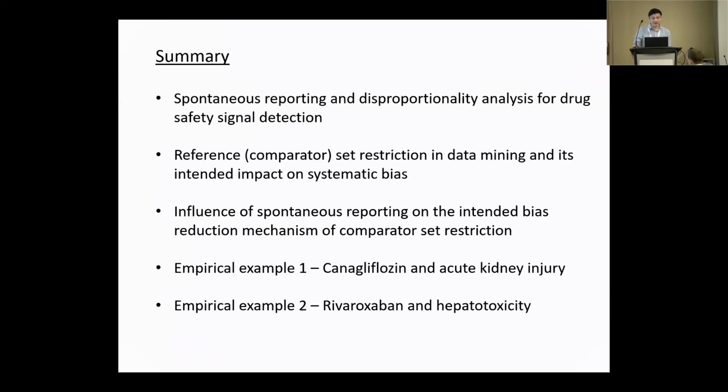Okay, so a quick summary of my talk. I'm going to start off by introducing spontaneous reporting and disproportionality analysis for drug safety signal detection, talk a bit about how we choose reference or comparator sets, and how that reference comparator set restriction in data mining has an intended impact on bias. Then I'll talk a bit about how the influence of spontaneous reporting may impact the intended bias reduction mechanisms of comparator set restriction. And then I'll demonstrate this with 2 empirical examples using the FDA's adverse event reporting system data, specifically canagliflozin in acute kidney injury and rivaroxaban in hepatotoxicity.